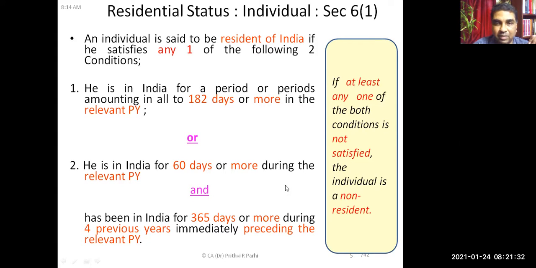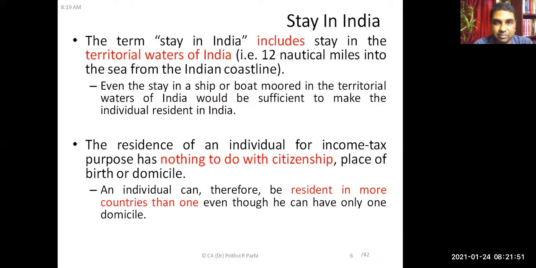If any of these conditions is satisfied, he is resident. Otherwise, he is a non-resident. I think this part is clear. Yes, sir. Okay.